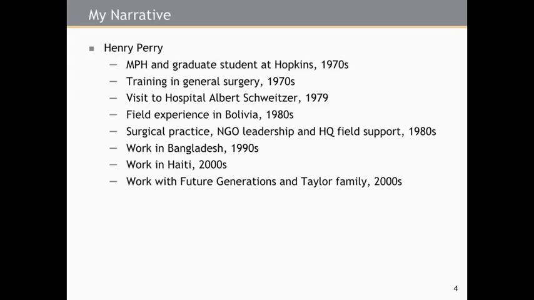And then following that, I had the great honor of serving as the director of the Hospital Albert Schweitzer in Haiti, which I had first visited quite a few years earlier, and I'll be speaking a little bit about that. Starting in 2000, I spent a number of years working with Future Generations, which is an NGO that Carl Taylor started along with his son, and I'll be mentioning some of that as well.